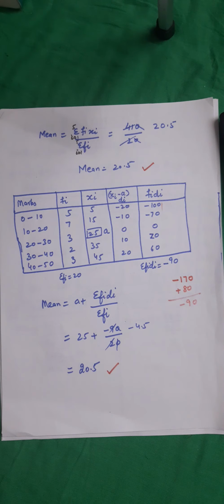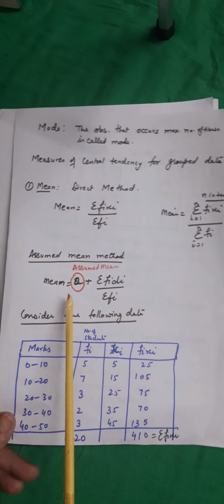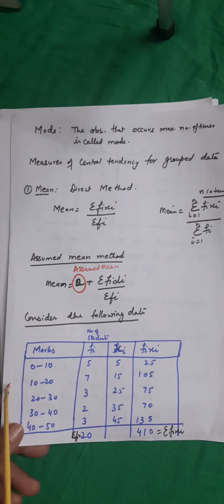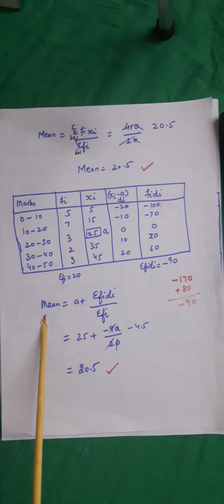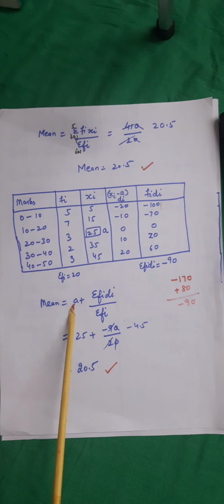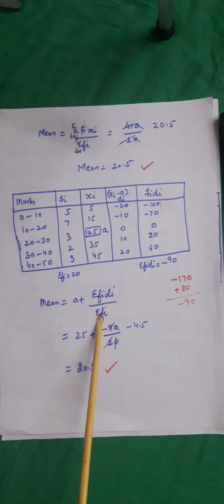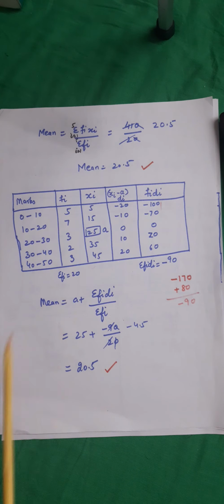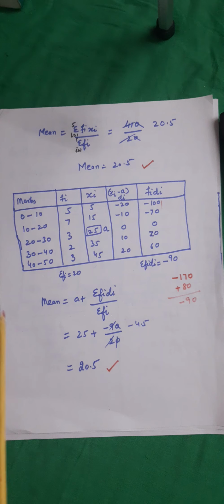Now the same data I will take and I will try to find the mean using the assumed mean method, right? And check whether the same answer comes or not. Now in case of assumed mean method, mean is equal to a plus sigma fi di upon sigma fi. Now what is di? What is a? How to find them? Let us see.